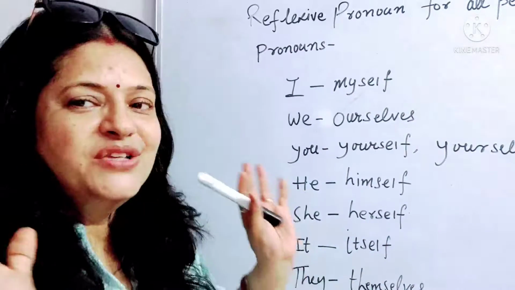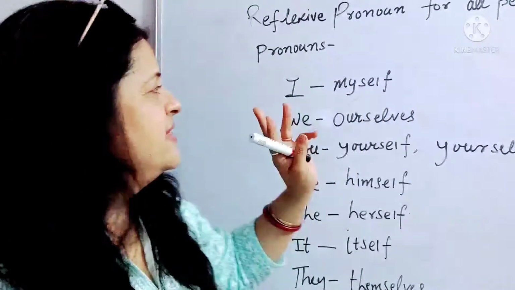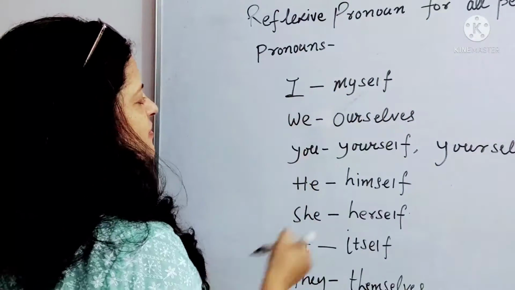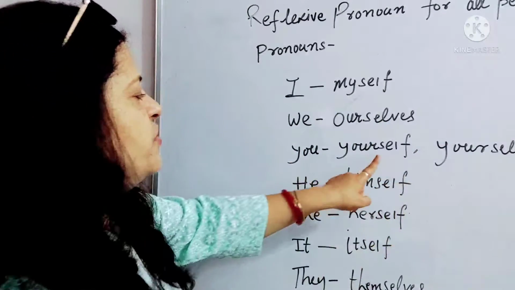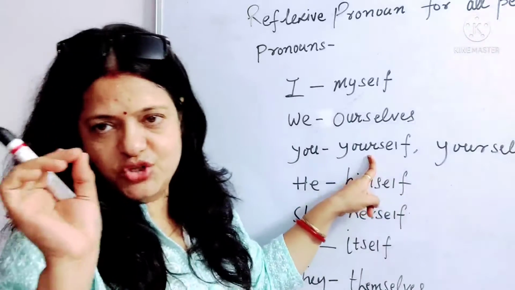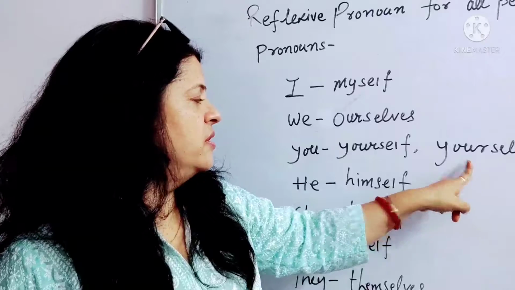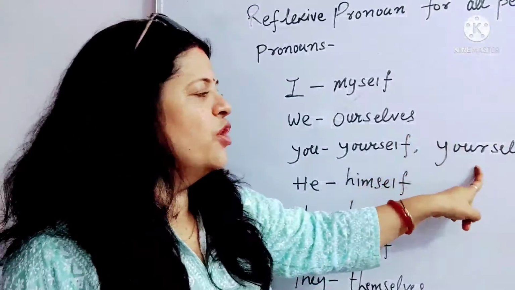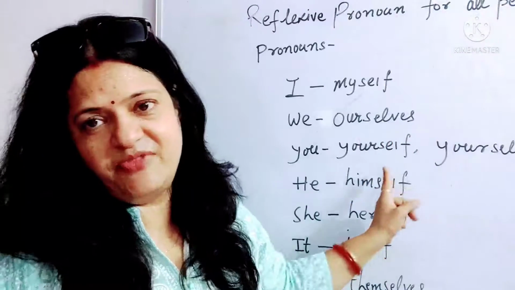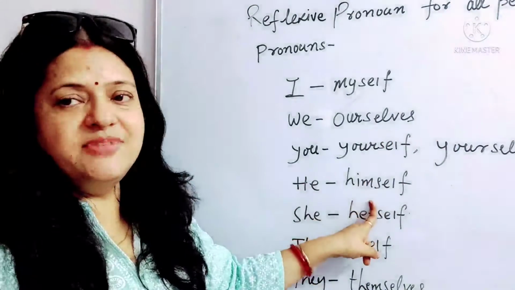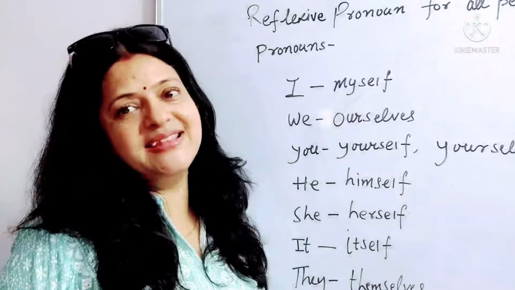Now here we see the reflexive pronouns for all personal pronouns: I, myself; we, ourselves; you, yourself, and yourselves. Here we can see that there are two forms. Yourself is the singular pronoun, and yourselves is the plural pronoun. I'm just telling you about the differences between these two. And now he, himself; she, herself; it, itself; and they, themselves.